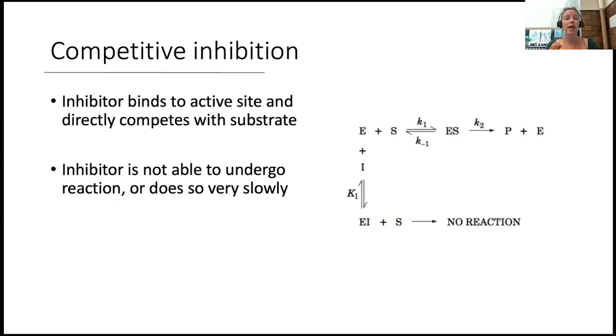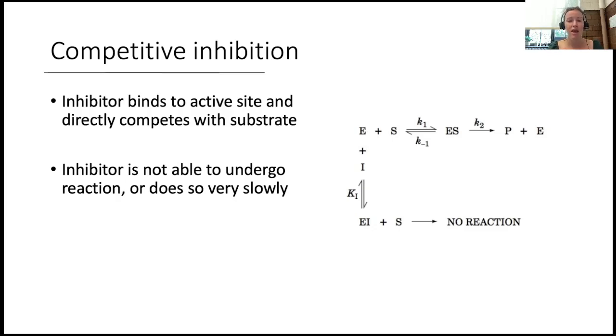Let's start with competitive inhibition. This is kind of the simplest to think about, so it's a great place for us to start. A competitive inhibitor binds to the active site and directly competes with substrate.